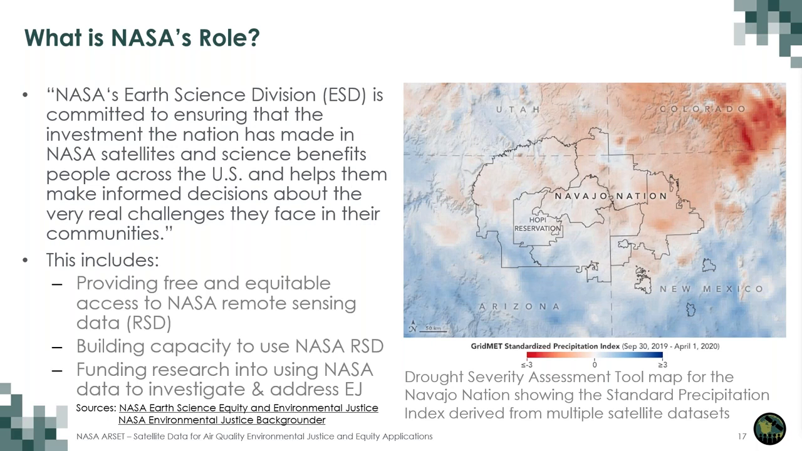Practically, this means making NASA's satellite and remote sensing data of the Earth, or RSD, free and publicly available and accessible. In addition to simply providing the data, NASA has an obligation to provide training and capacity building, like the ARSET training you're attending now, to help people understand how to interpret and use different types of remote sensing data in the most effective way. Finally, NASA also funds fundamental research to develop new ways to use current and potential future remote sensing data to investigate and address many kinds of societal challenges, including challenges and barriers to achieving environmental justice.